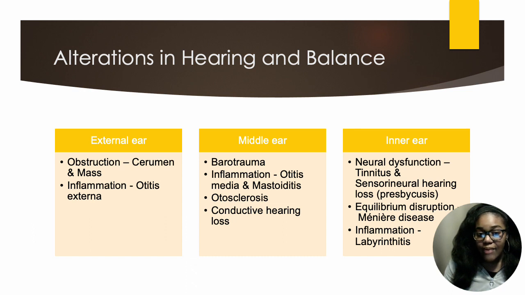Last but not least, you have labyrinthitis, and that is a type of inflammation of the internal ear, and it normally precipitates severe vertigo and sensorineural hearing loss. So again, all of these things can happen with your ear, and it's all about location. So if we discuss tinnitus, that's more of an inner ear issue. Meniere's disease, that's an inner ear issue, versus obstruction, that would be considered an external ear issue. So make sure you know the differences between what happens in the external ear, middle ear, and inner ear.